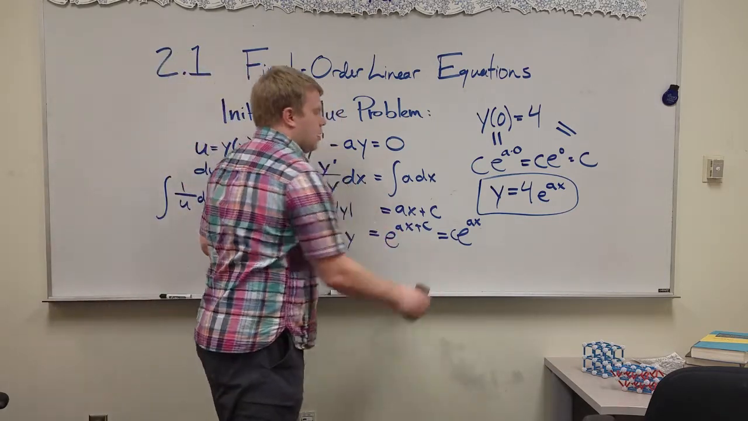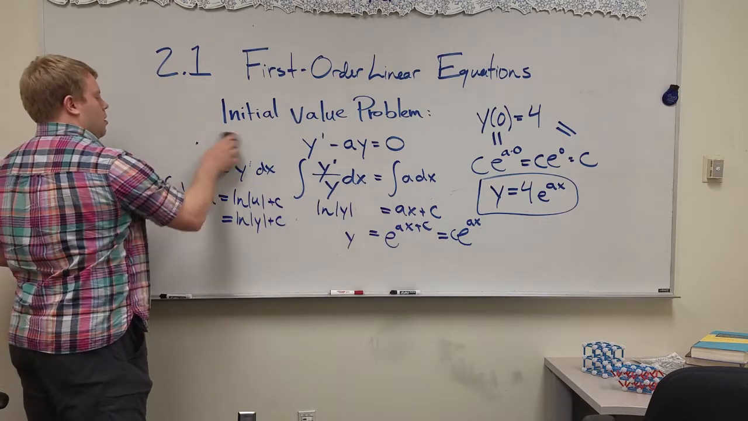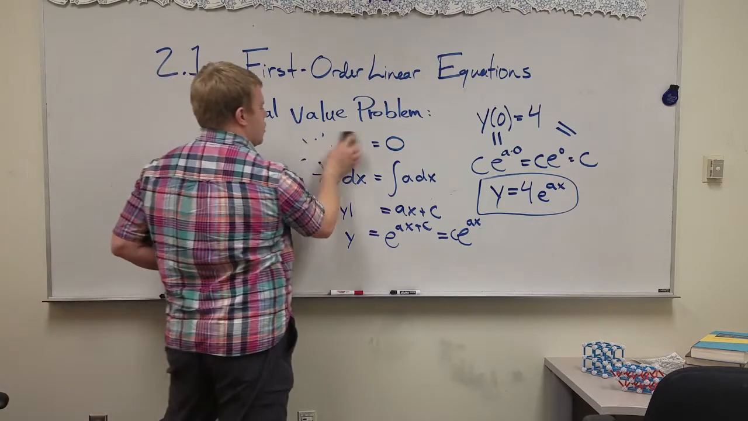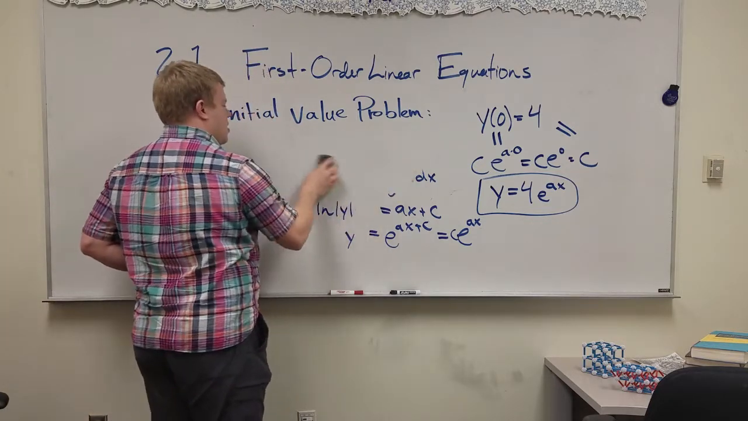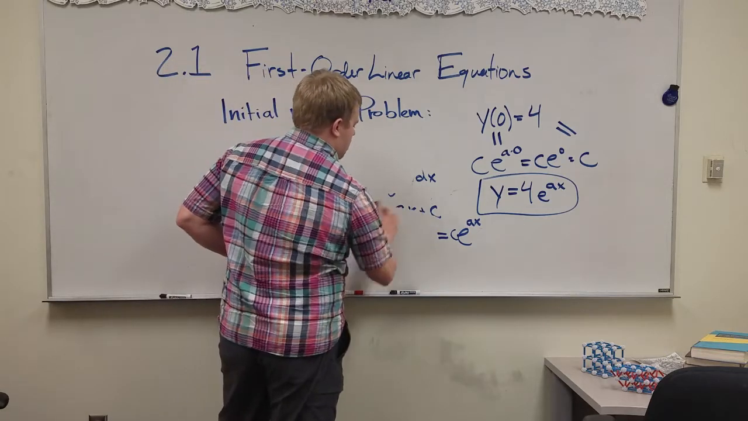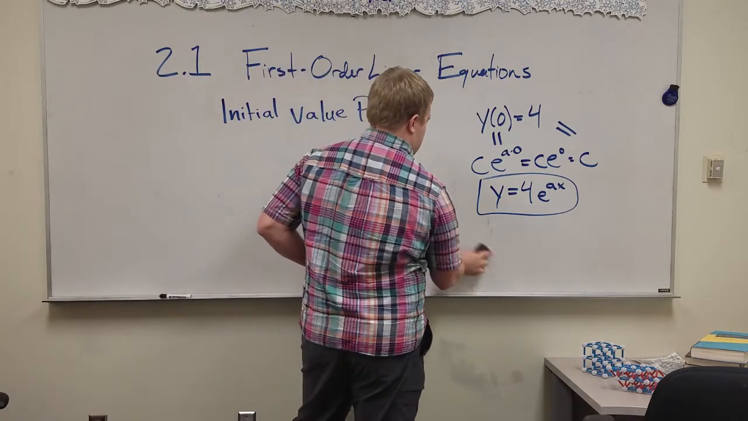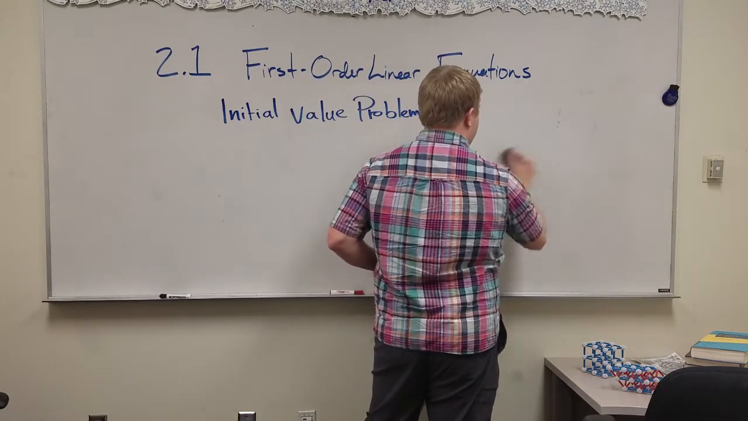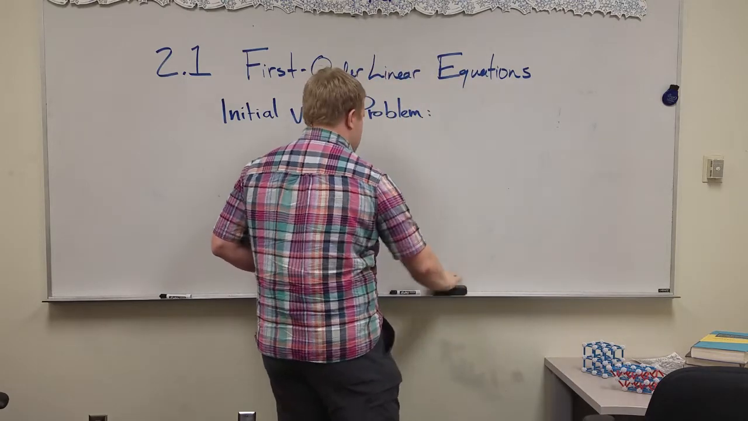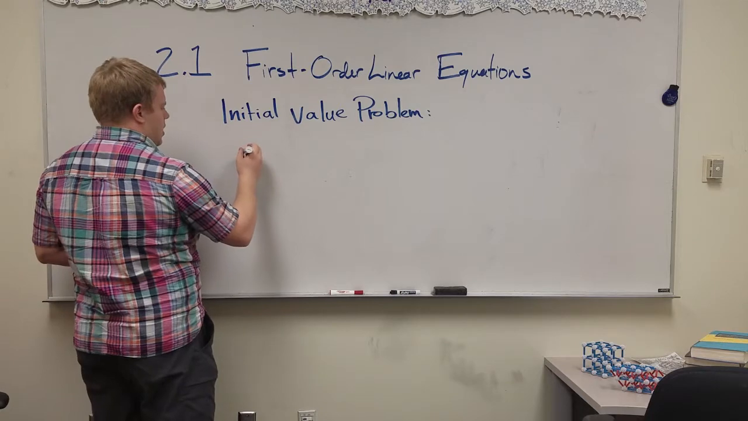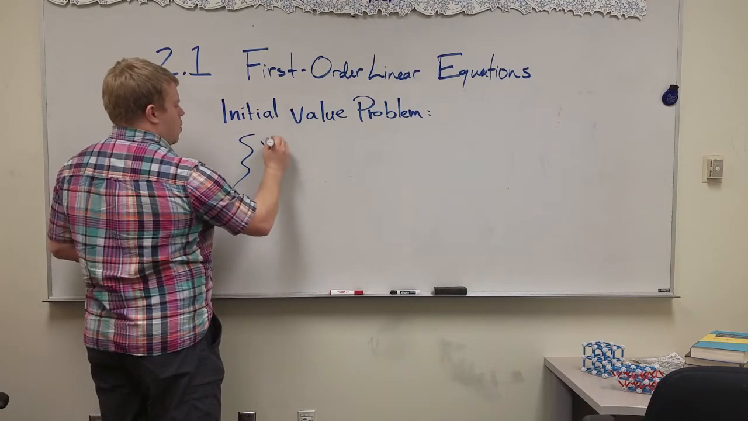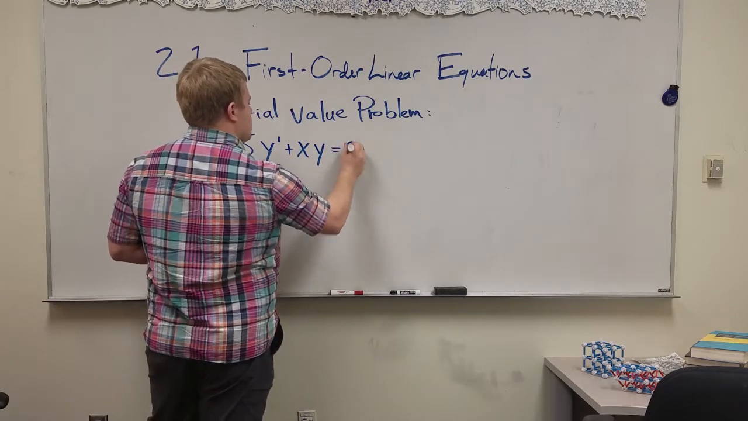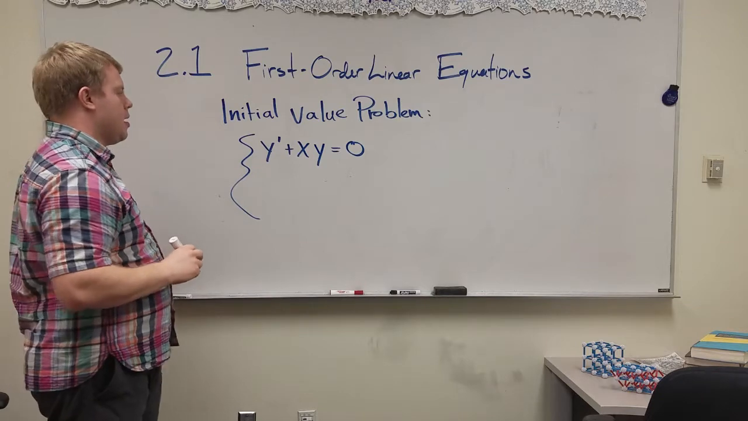Now, of course, this is a problem that you might have already known how to solve, because we talked about solutions to this particular differential equation already. So let's see how this works for a different differential equation. Let's do something a little bit similar, but let's make it y prime plus xy equals 0. Again, it's homogeneous.